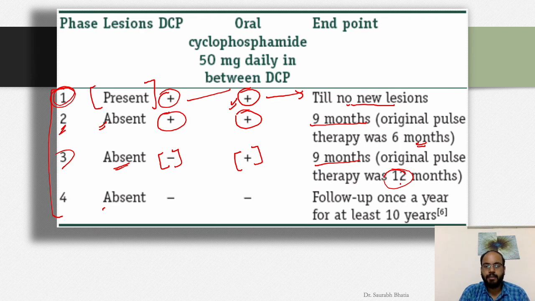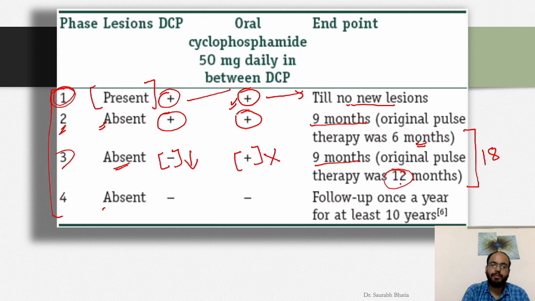So, the total number of months in phase 2 and phase 3 remains the same, 18. Initially, it was 6 months for phase 2, 12 months for phase 3, but now it is 9 months for both of the phases. There is one modification of DCP in which it is said not to give oral cyclophosphamide in phase 3, but to continue with only DCP without the use of oral cyclophosphamide in phase 3.